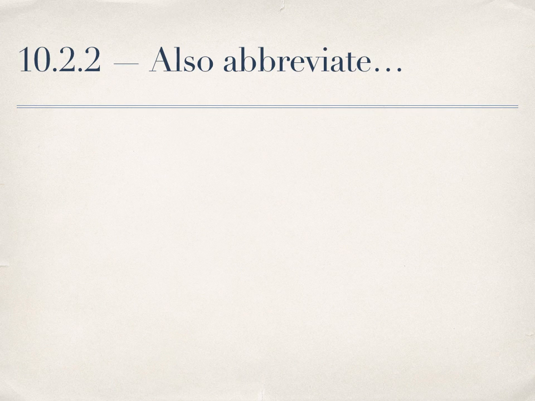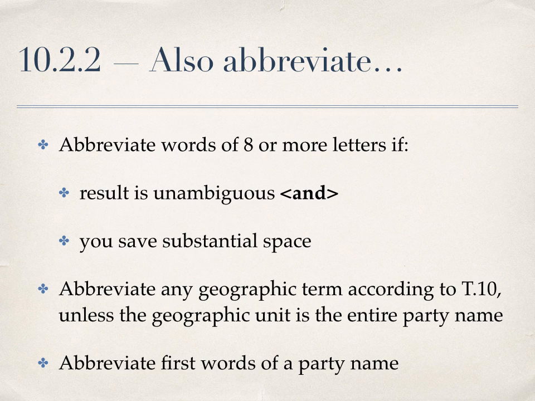In addition to abbreviating any word in T6, you may abbreviate any word of 8 letters or more if you save substantial space and the result is unambiguous. Attorney may become ATT'Y. You'll also want to abbreviate any geographic location listed in T10, unless that geographic location is the entire name of the party. You should remember T10 from our last Blue Book lesson.